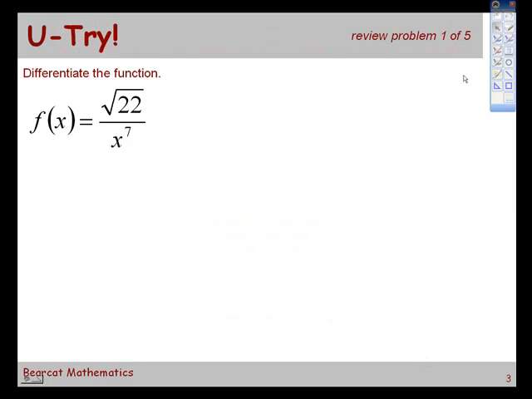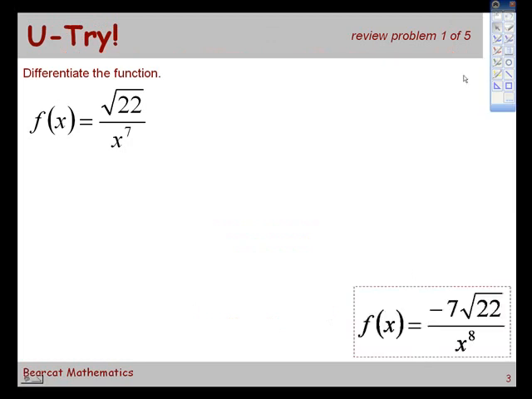So the answer that we're supposed to get is down there in the bottom corner, negative 7 root 22 over x to the 8th. Anybody want to see the solution to that? All right.